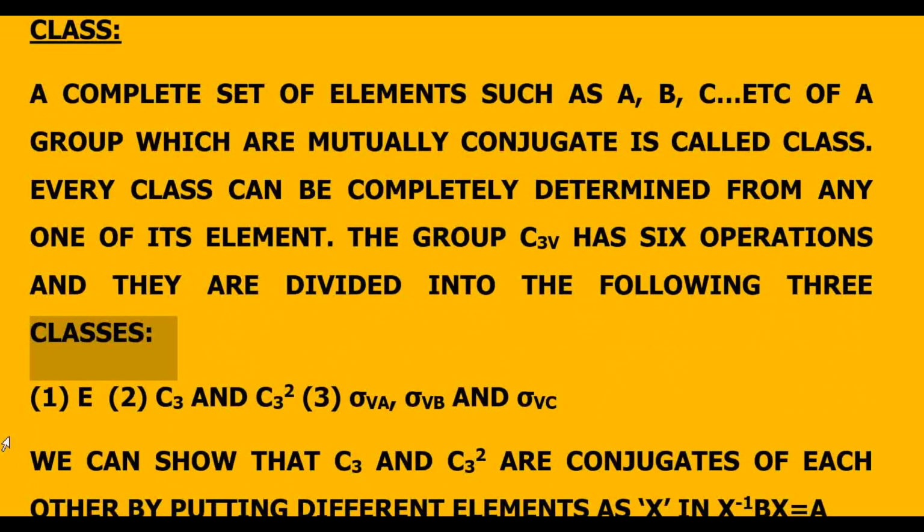So in this C3V you will find that there are 3 classes. The first one is a class which contains only one element, that is E. The second one is a class which contains 2 rotational axis elements, that is C3 and C3 square. And the third one is a class containing the planes of reflection sigma VA, sigma VB and sigma VC. If you refer to the previous lecture, you will realize that this follows the Lagrange's theorem.